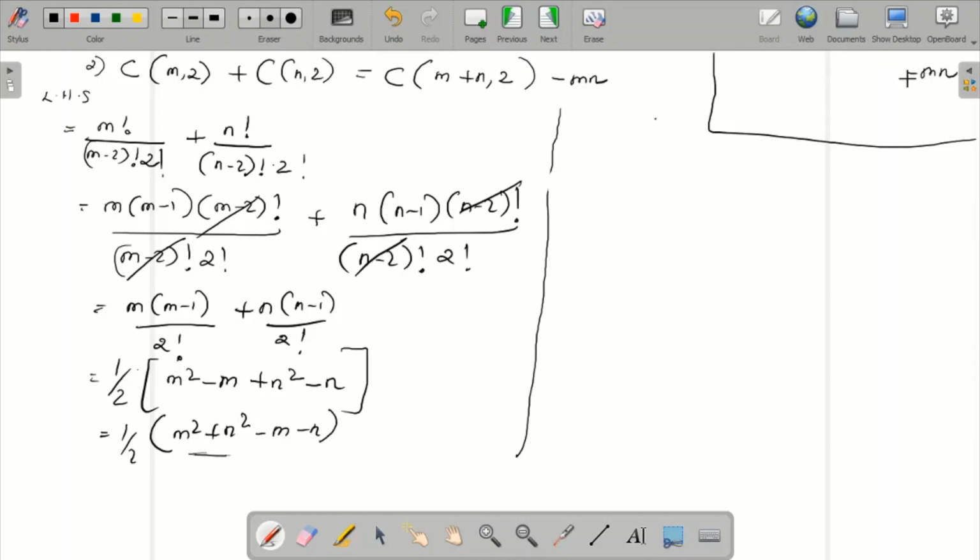So minus mn you write as it is. M plus n you write, and write the next term. What is the next term? M plus n minus 1. Okay, let it be m plus n and m plus n minus 1.